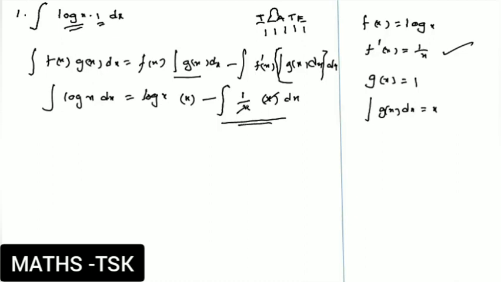This integration is integration of dx, I know it as x. So there is log x into x minus x plus c. So you can write it as x log x minus x plus c. Right? So this is the method of doing integration. Next we will go to the next one.